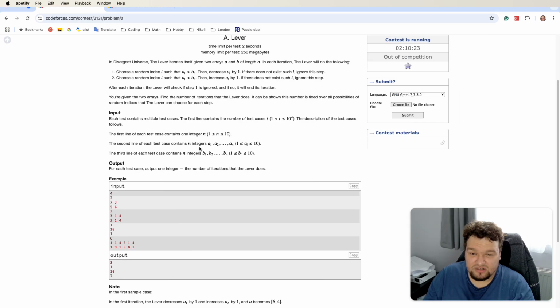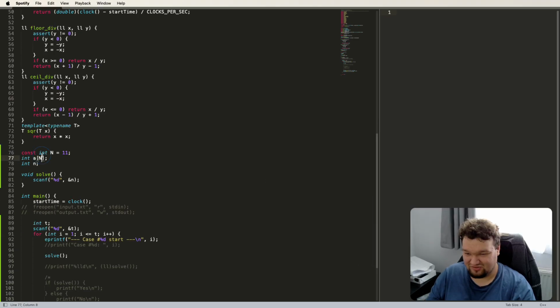I'm assuming we are given the A_i first and then the B_i. If we were given A1, B1, A2, B2, A3, B3, we would not have to store the array.